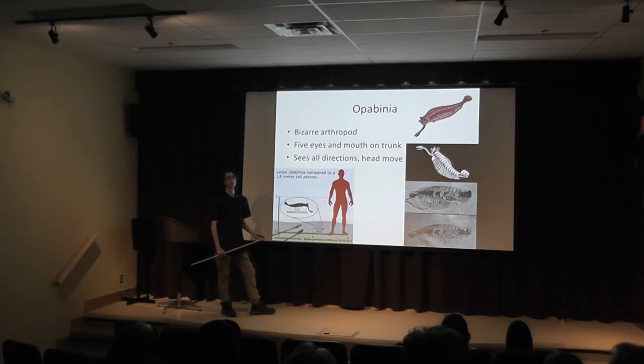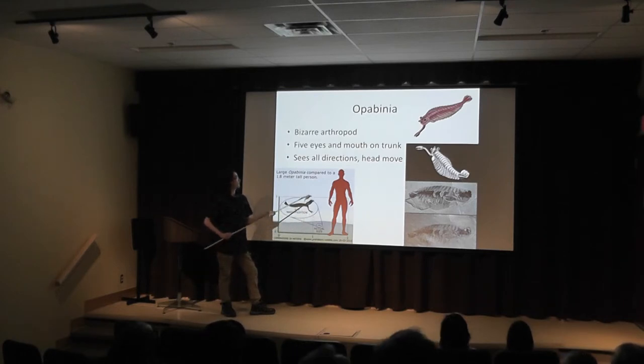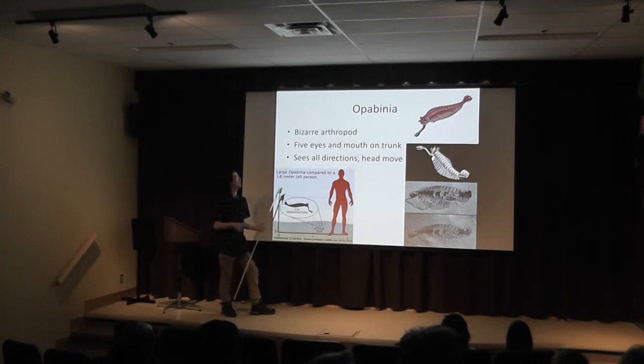Another odd creature of the Burgess Shale is Opabinia. It had five eyes and a trunk ending in a pair of jaws. Now, most paleontologists believe this creature had five eyes due to the fact that it could not turn its head, so it needed to see around its body at all times, one on the top for watching for predators, and two on the sides in the front, watching for prey items.